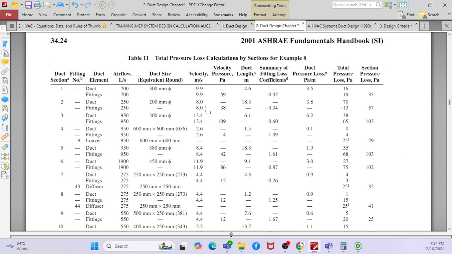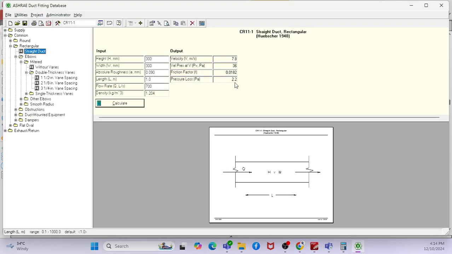Okay. Now you can see the standard calculation method, the total pressure loss calculation as per ASHRAE. Can you see the duct fitting numbers? You have a duct, you have duct fittings, right? Then you have the airflow rate. This airflow rate can be anything based on your drawing. And what is the duct size? 300 diameter. This velocity pressure is 9.9 Pascal. So how to calculate velocity? If you go to the calculator, you will get everything here.